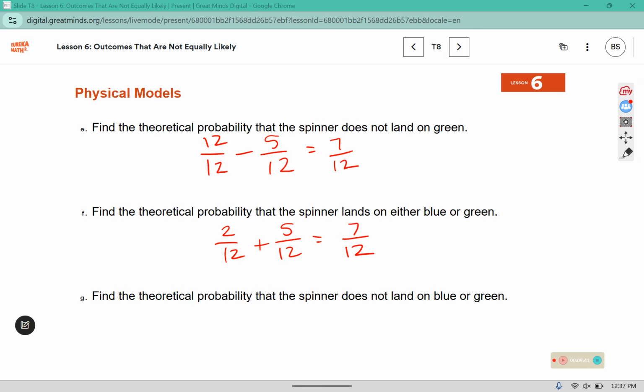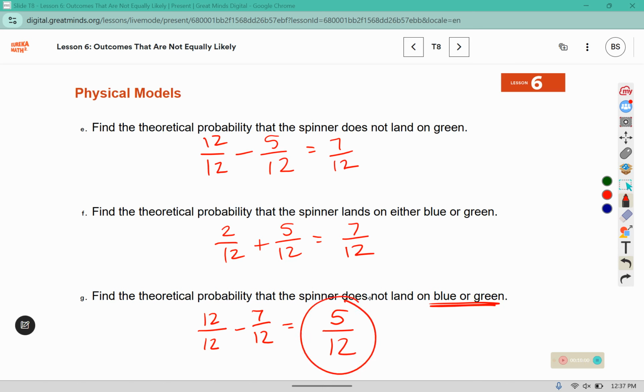Find the theoretical probability that the spinner does not land on blue or green. So the whole is 12 twelfths, not landing on blue or green. Well, blue or green was 7/12. So we're going to remove blue or green. 12 minus 7 leaves us with 5/12.